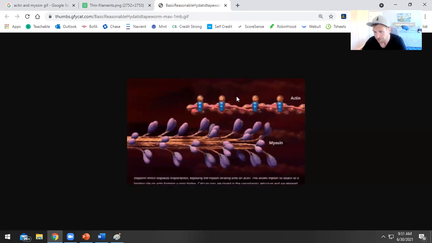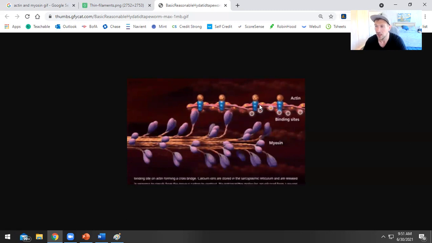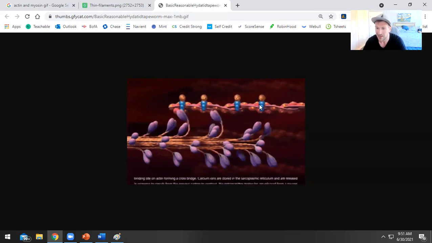So you can see this is calcium right here getting into the area. That's what drags the binding site blockers out of the way.